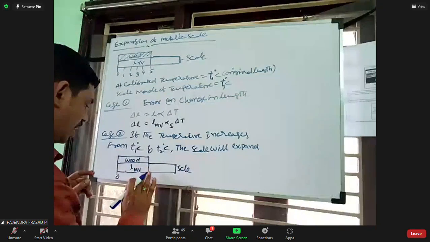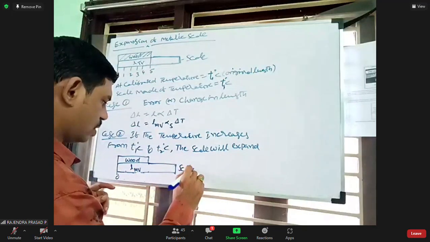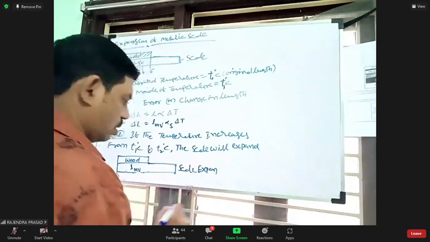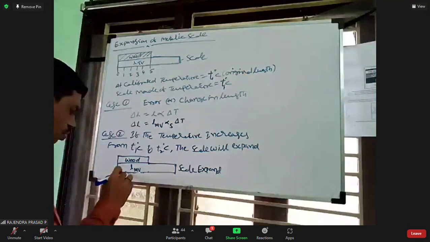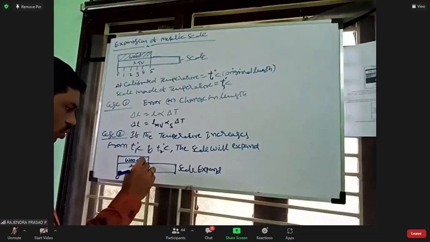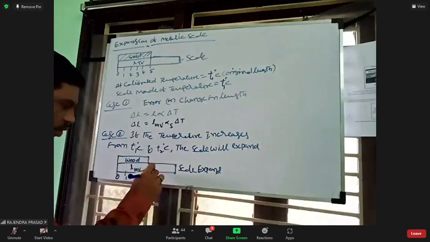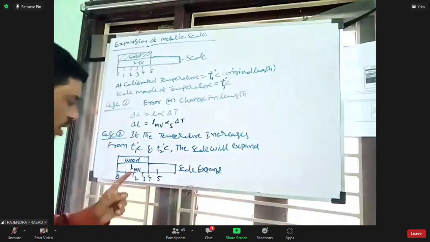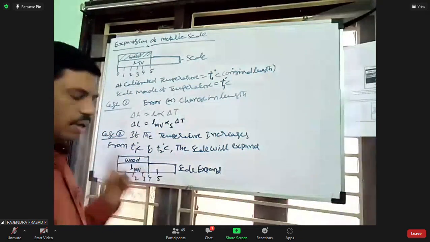Okay, scale expand. Expand 0, 1, 2, 3, 4. Right, not 6, it is 4. So 1, 2, 3, 4. This is the 5. So this is called the measured value. Measured value 4.